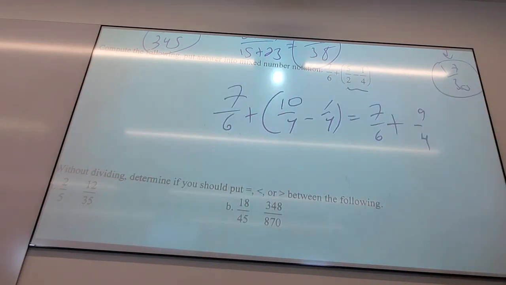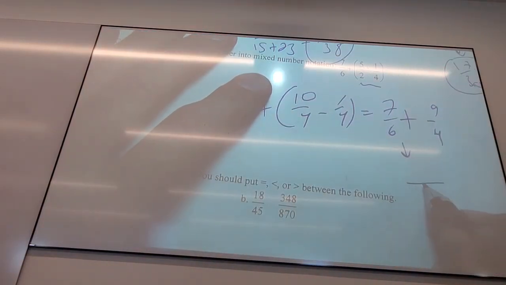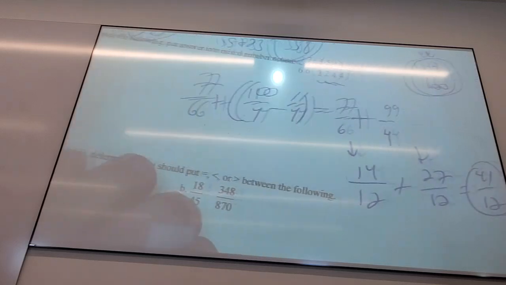So then this would become who to what? 14 twelfths plus 27 twelfths, and you get 41 twelfths. 41 just likes to show up today. Okay.